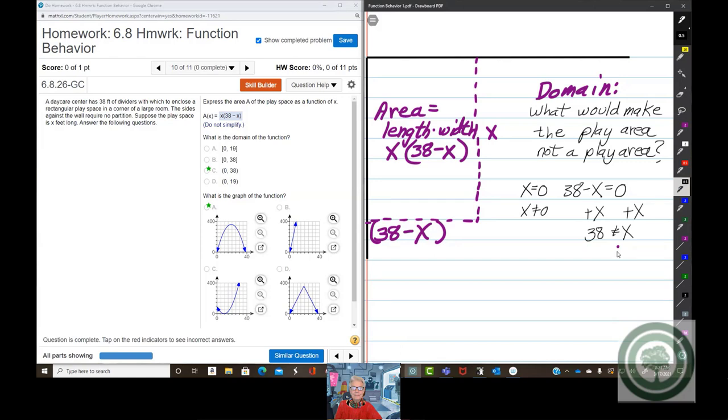However, we can let x be between 0 and 38, just not equal to 0, and just not equal to 38. So, here's our domain. Okay, notice no brackets. That means that x cannot equal 0, x cannot equal 38, but x can equal any of the numbers between 0 and 38, some of which would be ridiculous and you wouldn't use, but that is your domain.